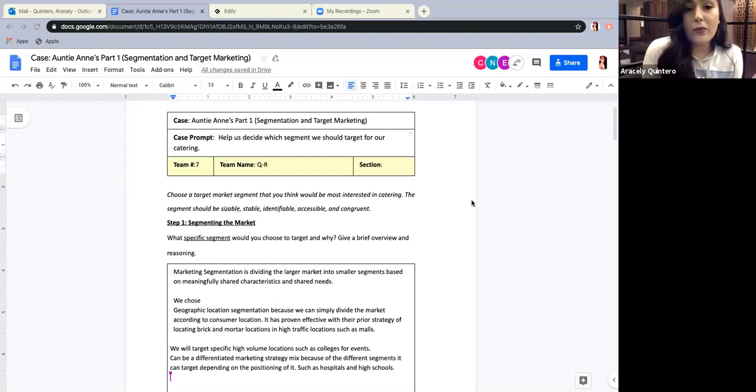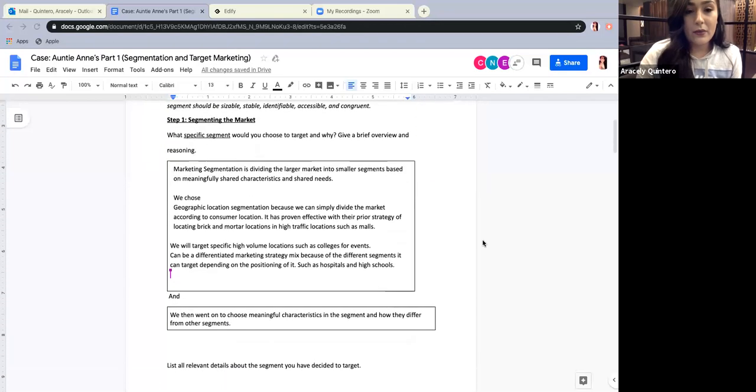And we're going to go over the Auntie Anne's case on target segmentation strategy. So market segmentation is where we divide the larger market into smaller markets based on characteristics and needs.